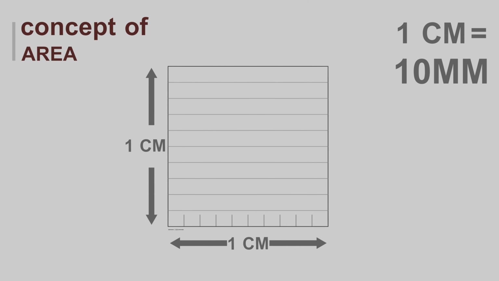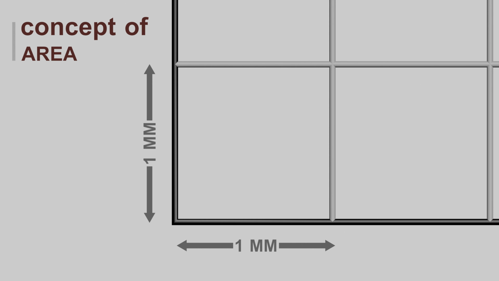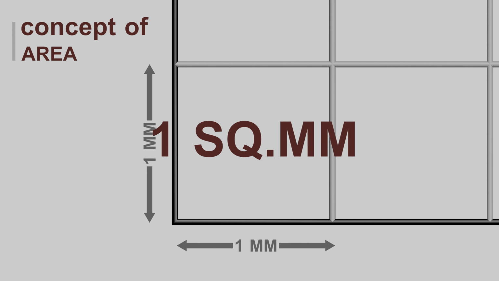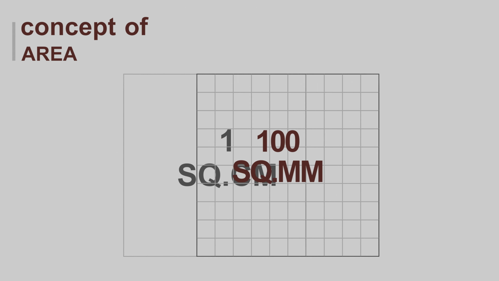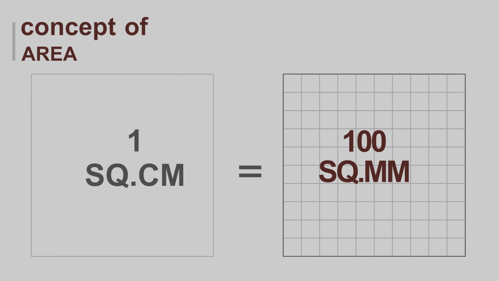Now project them until they meet the opposite sides. Each square has 1 millimeter by 1 millimeter dimensions, so obviously its area is 1 square millimeter. Here, 1 square centimeter has a total of 100 squares. Since we have 100 squares here, it's clear that 1 square centimeter equals 100 square millimeters.